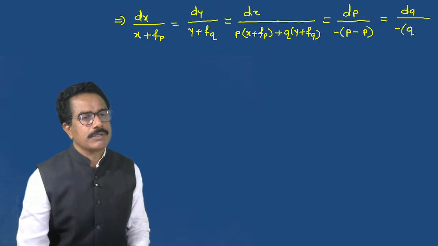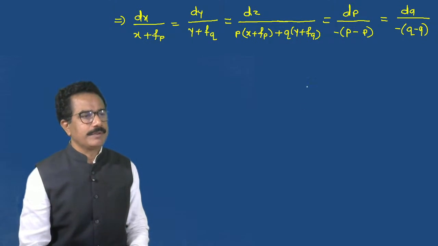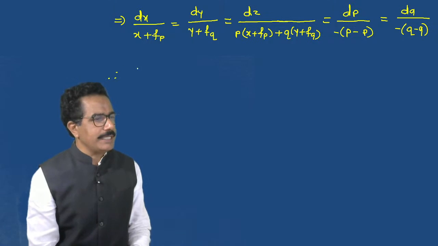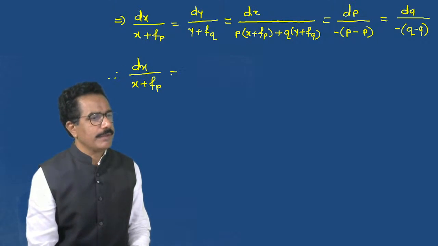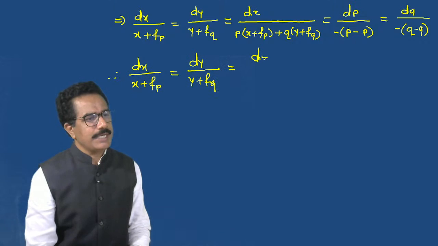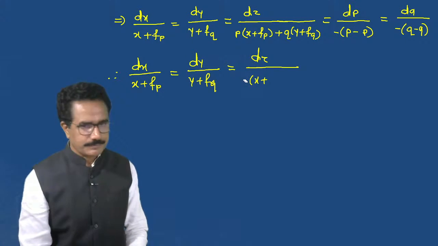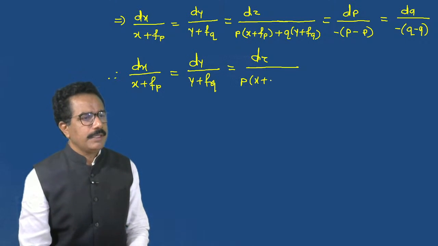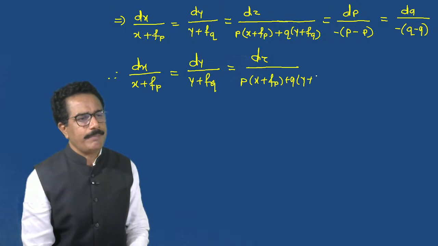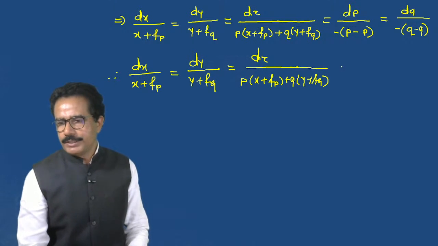minus q. So we can write dx divided by x plus fp, dy divided by y plus fq, dz divided by p in a bracket x plus fp plus q in a bracket y plus fq. Is it okay?